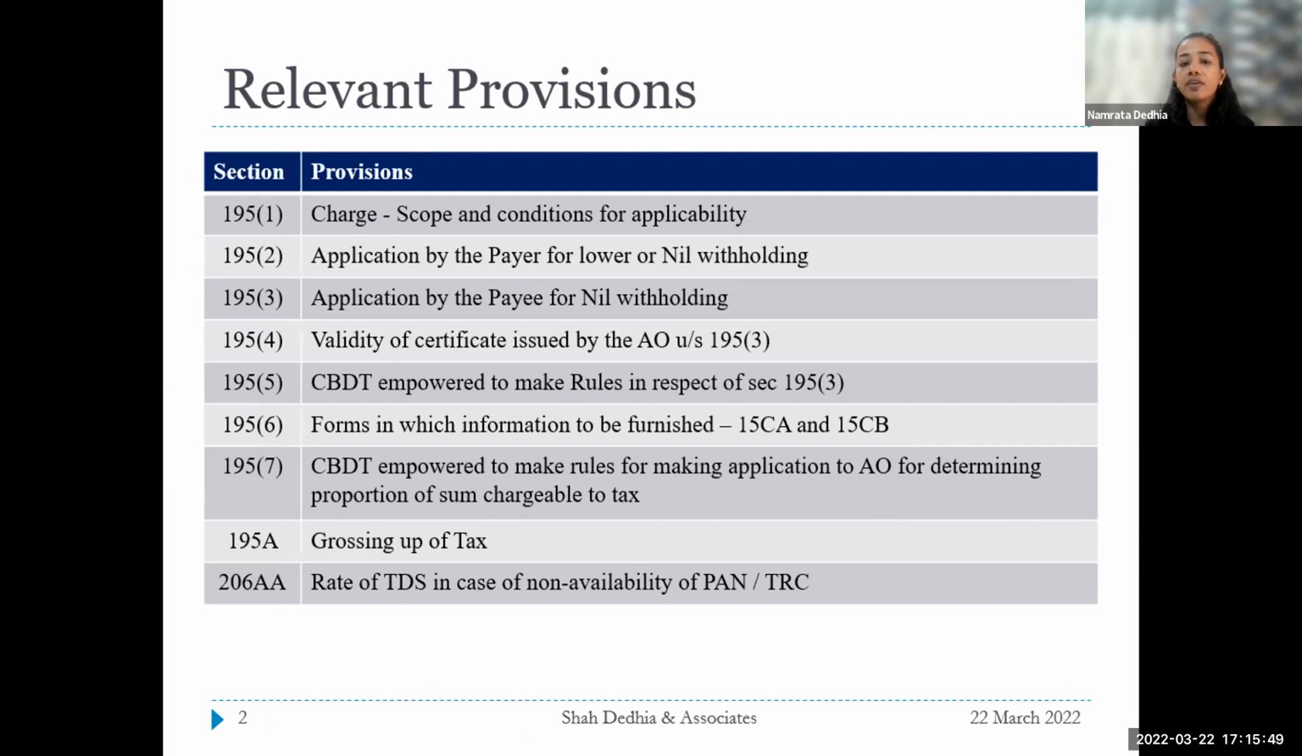195(6) is where we come in, which is the certification that we need to issue in Form 15CB, and based on that, the Form 15CA that the client has to generate and submit. So 195(6) is the base for issuing Form 15CB and generating Form 15CA. Based on this section, this documentation is created to be submitted to the AD banks. Then we have 195(7), which empowers CBDT to make rules for making application to the AO for determining how much of the sum is chargeable to tax. Let's look at these provisions a little more in detail.